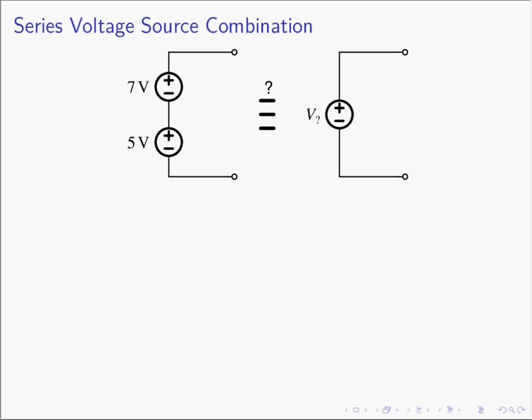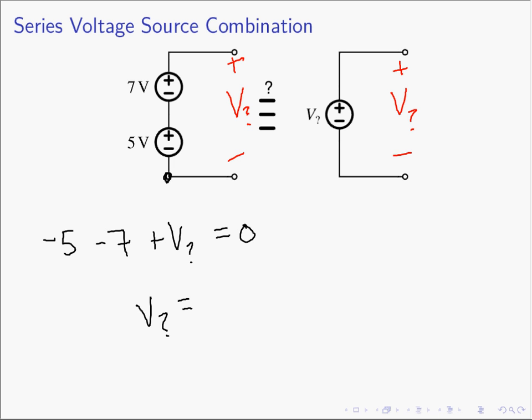And so if we have two voltage sources in series, is there an equivalent voltage source that we can come up with? What we can do is we're looking for a voltage V question mark. Of course, this has to be V question mark. So does the V question mark voltage exist? We can find that very easily by writing KVL. So KVL: minus 5 minus 7 plus V question mark must equal 0. And if you solve for V question mark, you'll find that V question mark must be 12 volts.